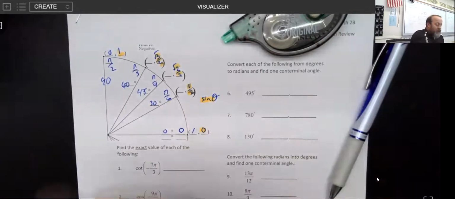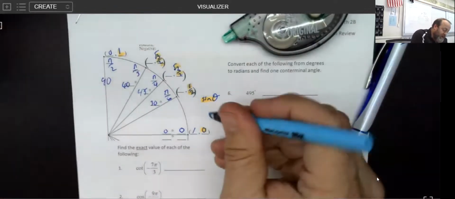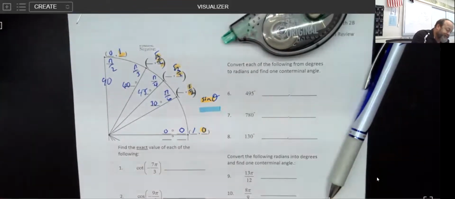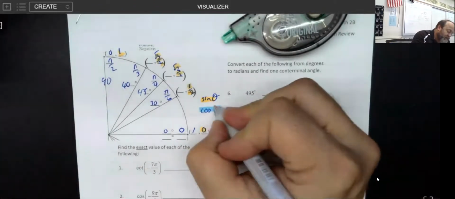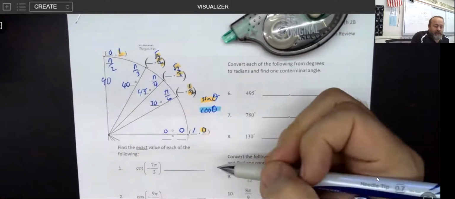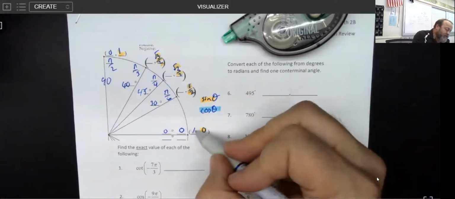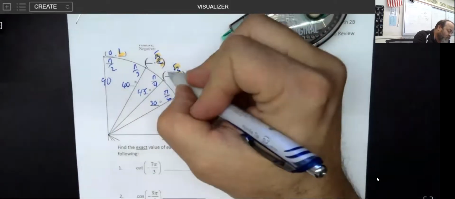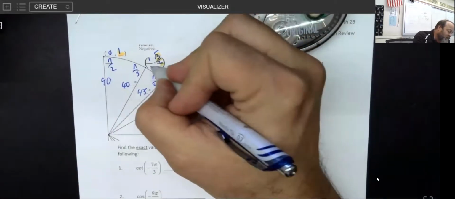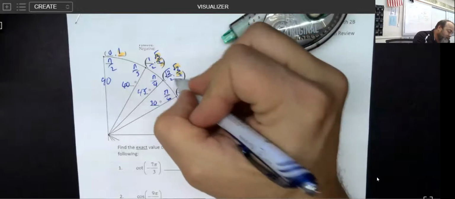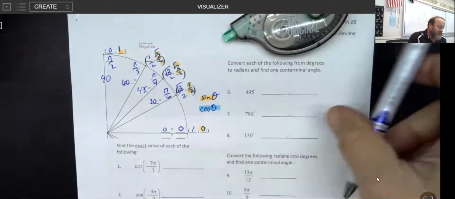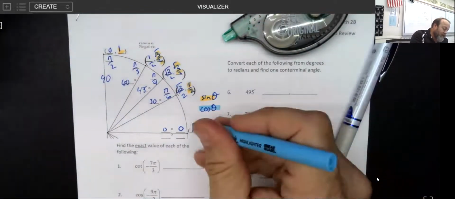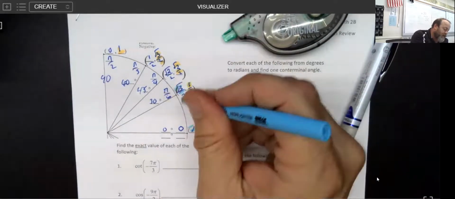And our x values are going to be the cosines. I'll put that right here in blue. But they're basically the same idea, just in reverse. So this would be 4, 3, 2, 1. And remember, we take square roots and we divide by 2. And these would be the cosines as we work our way through.